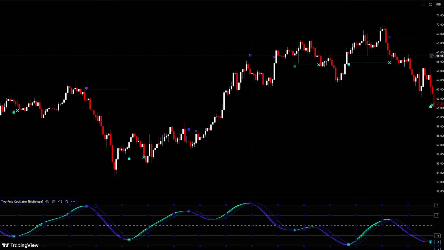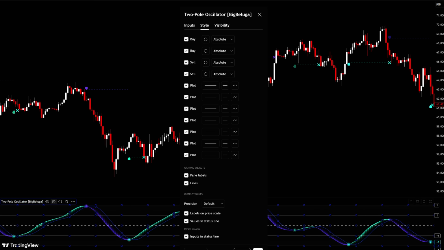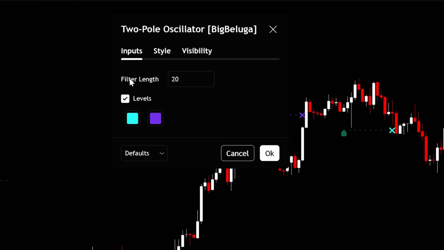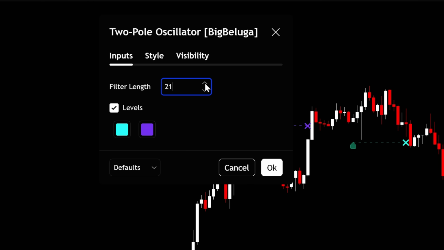This is one crucial change. In the Impulse tab, set the filter length to 21. The single adjustment reduces noise while keeping meaningful momentum shifts.